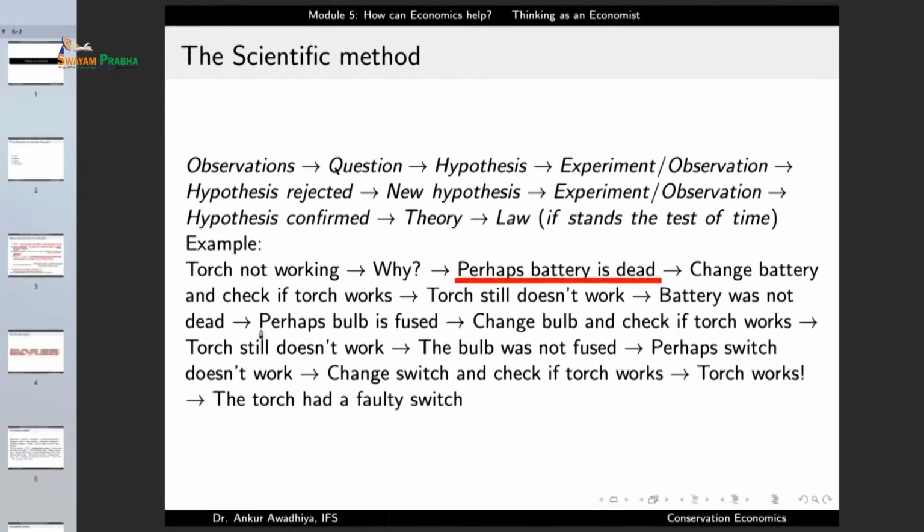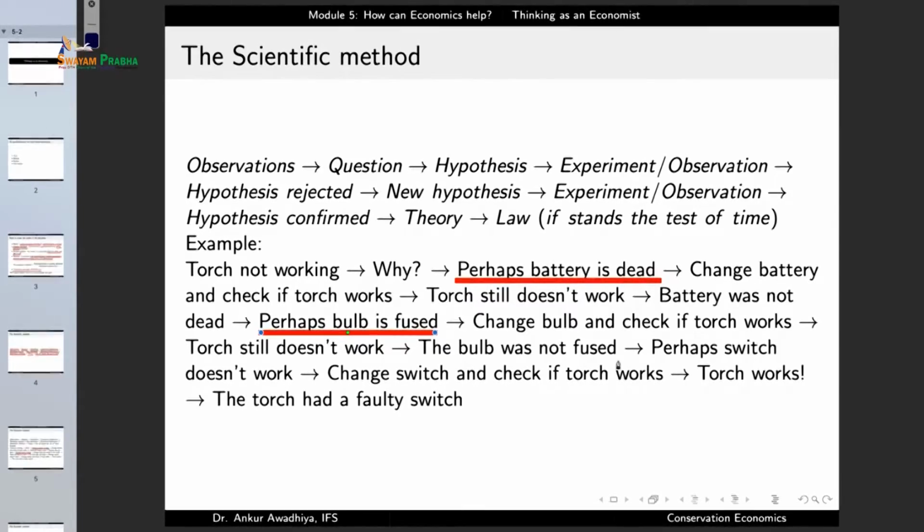So then we come up with another hypothesis that the torch is not working because the bulb has been fused. So we change the bulb. So this is the experiment. You change the bulb and check if the torch works. And you find through this experiment that the torch still does not work, which means that the bulb was not fused because you have changed the bulb.